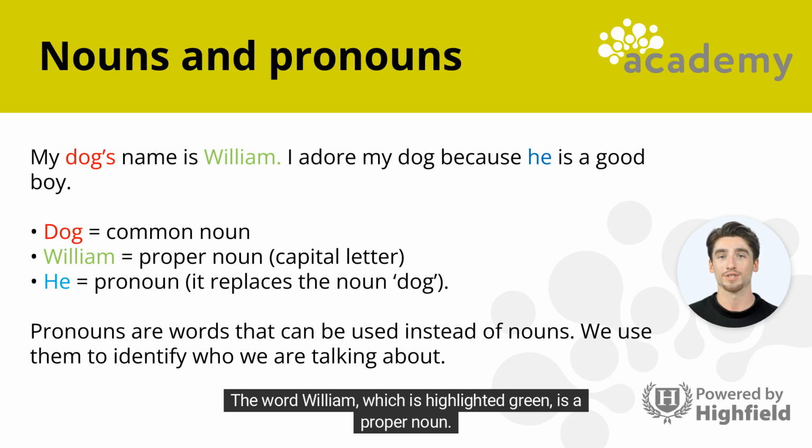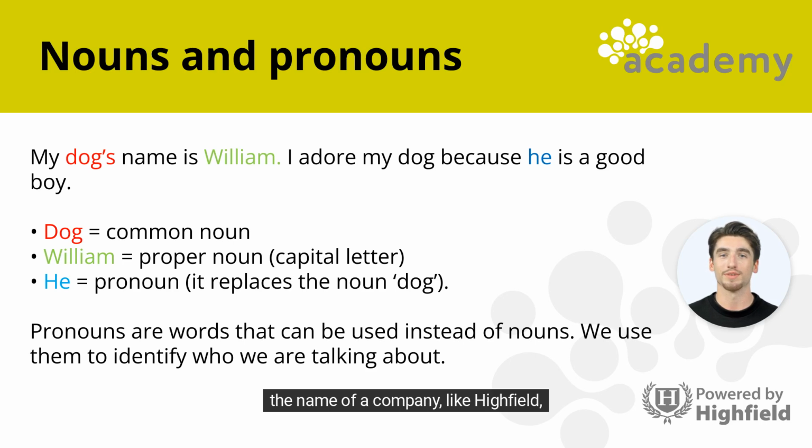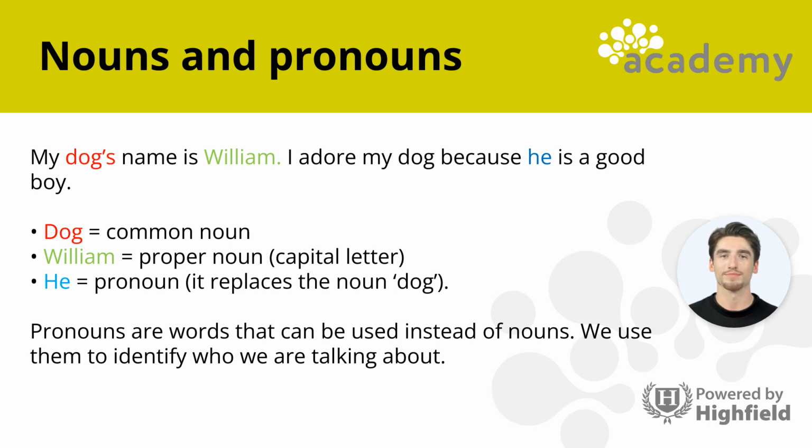The word William, which is highlighted green, is a proper noun. Proper nouns are the specific name given to a noun, for example, the name of a person, such as Adam, the name of a company, like Highfield, or a place, such as Brighton or London.